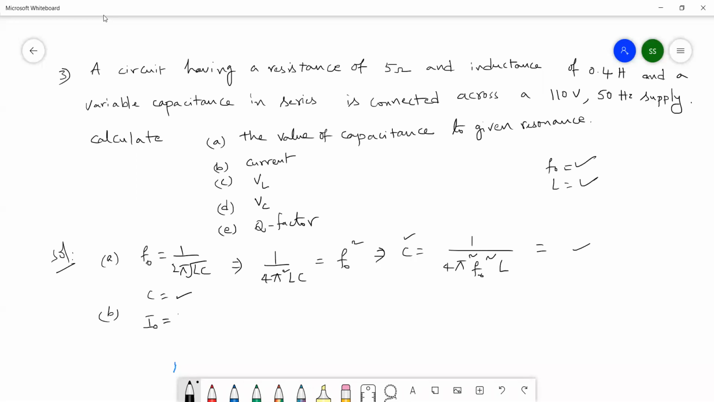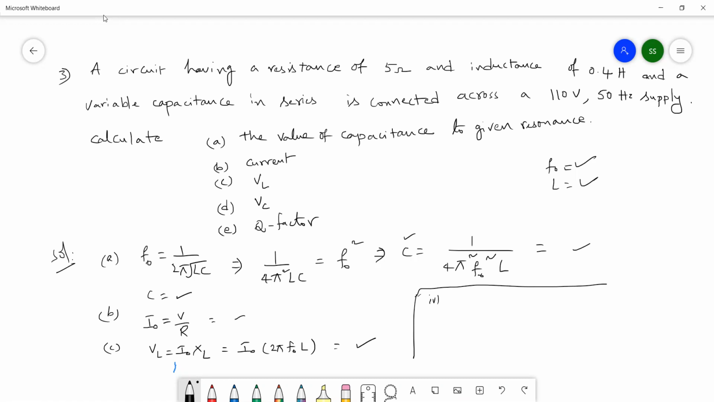So calculate the C value, and your B bit is current. Current is nothing but I naught equals V by R. V value they have given as 110 and R value as 5 ohms. So substitute, you will get your current. And your C bit is VL. VL is nothing but I naught XL, and XL is nothing but 2 pi FL, that is omega naught L, that is 2 pi F naught L. F naught is 50, L value is 0.4. I naught will be calculated in B bit. So by substituting, you will get your VL value.